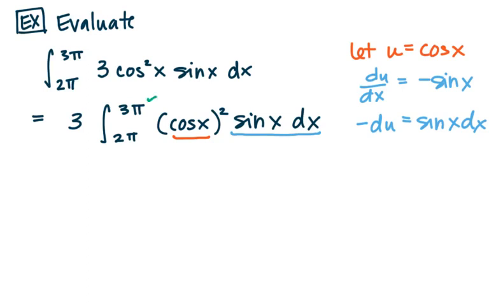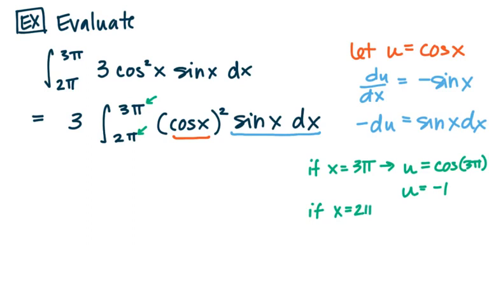So we also need to make sure we change our bounds. If x is 3 pi, then u is cosine of 3 pi. And cosine of 3 pi, that's going to give me that u equals -1. And similarly, if x is 2 pi, then u being cosine of 2 pi, that would give me u equals +1. So by substitution, this becomes 3.